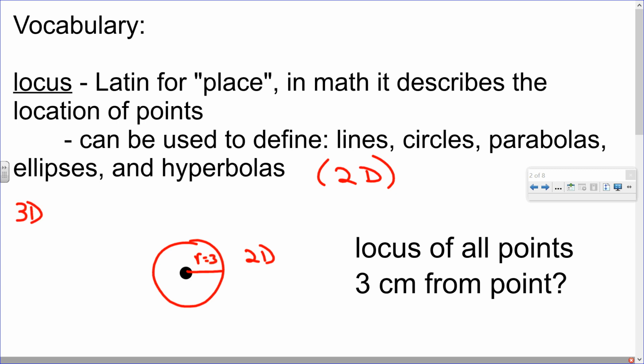What if I wanted to do it in 3D? What if I went 3 centimeters away from a center point, but allowed 3D for that? What would I have, Jack? I'd have a sphere if I allowed it to be in 3D.